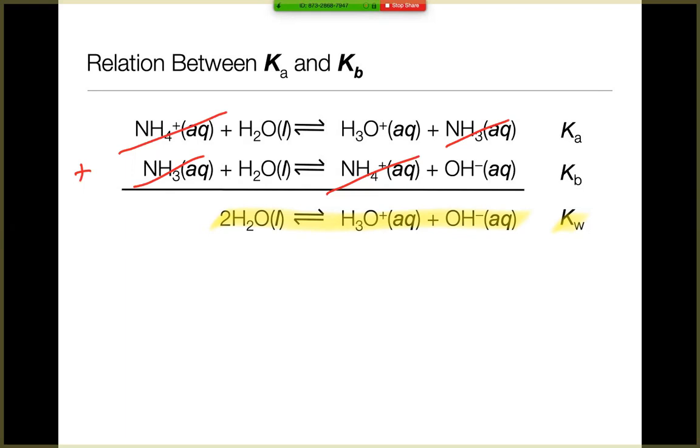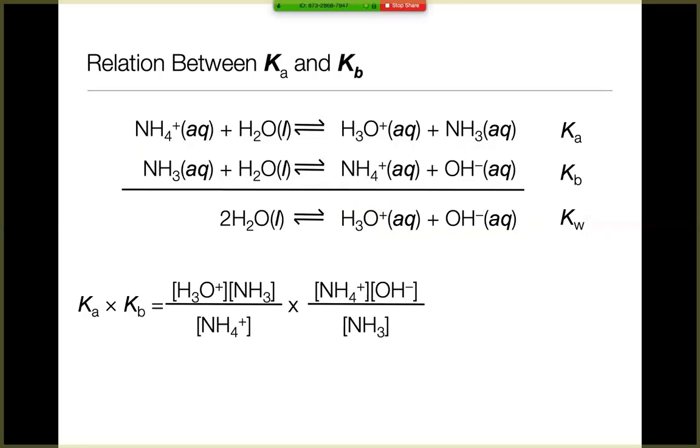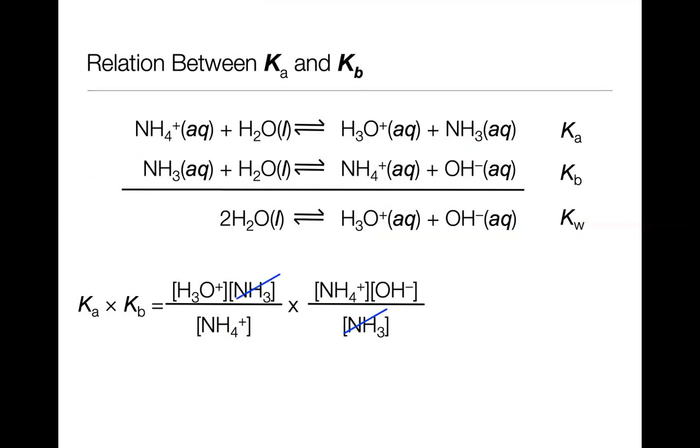Even though we added these two equations together, because of log rules, the way things are related, it's actually Ka times Kb. And so this is just coming from algebraic rules. So again, we can also see why Ka times Kb will give us Kw. If I set it up Ka times Kb, what do I see? Ammonium and ammonium cancel, ammonia and ammonia cancel, and guess what's left over?